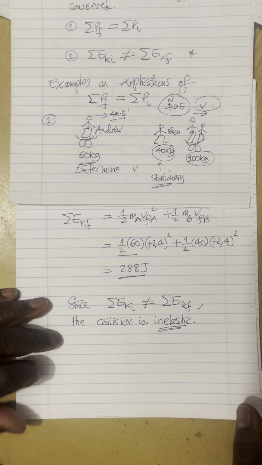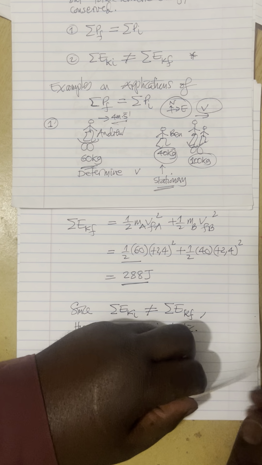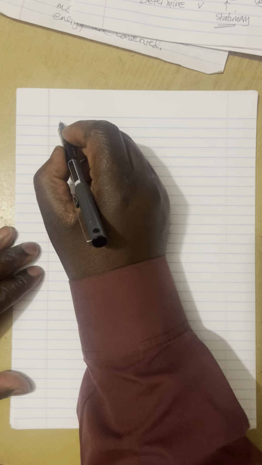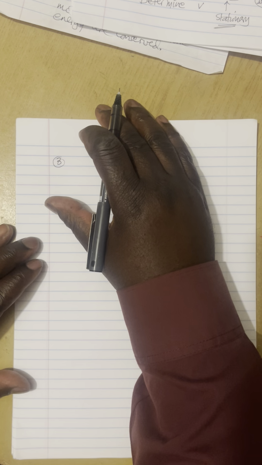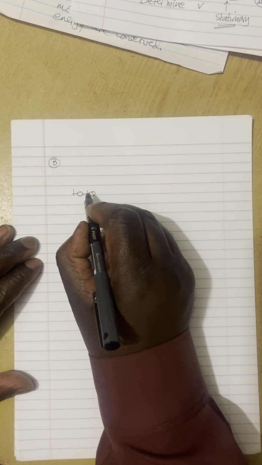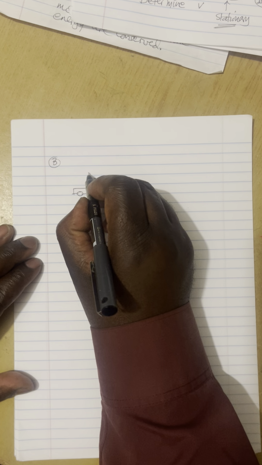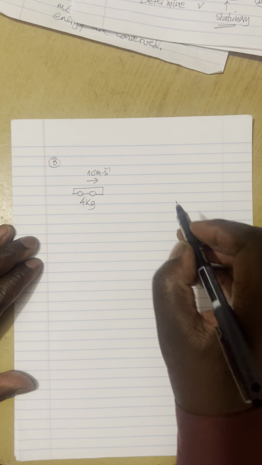Right, let's look at example number 3, where we're talking about a collision which is elastic. The previous one was an example of a collision which is inelastic, because total kinetic energy initial is not equal to total kinetic energy final. Suppose we have one more example here now. Here is example number 3. Now we have 2 trolleys. There's a trolley of mass 4 kgs moving east at 10 meters per second.